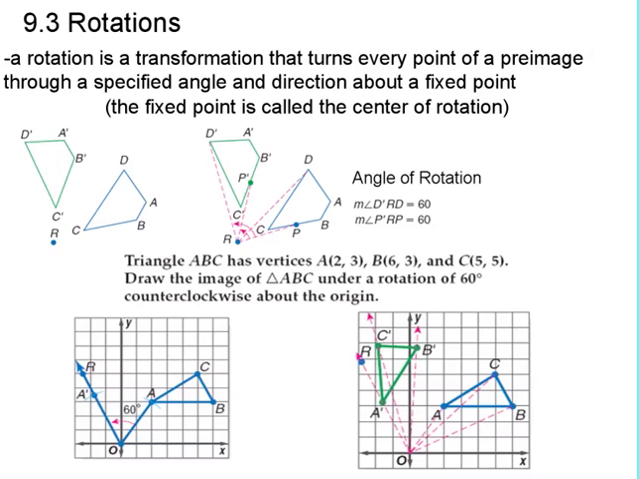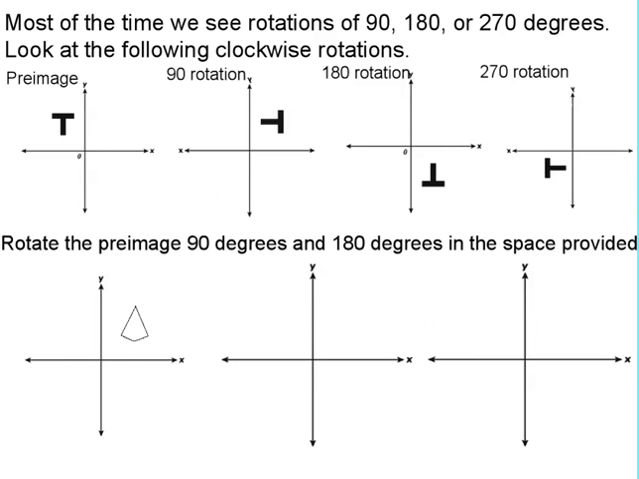Okay. All right, 9.3, rotations. So when you're rotating something, you're just turning it so many degrees. So think turn when you hear rotation. Okay, so up here, we have our pre-image, the letter T, and we're going to rotate it 90, 180, and then 270. Okay, so go ahead and try to do that on your own. You might want to pause the video and then play it when you're ready to see the answer.